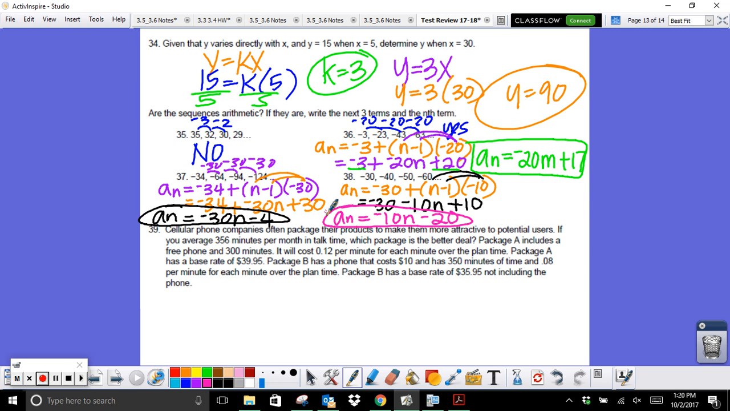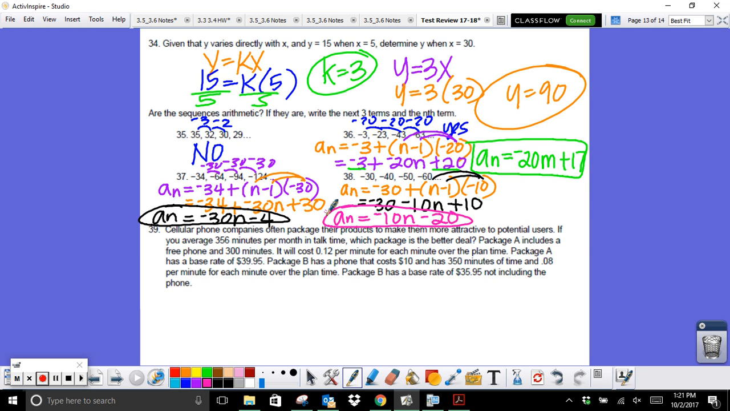Cellular phone companies often package their products to make them more attractive to potential users. You average 356 minutes per month in talk time. Which package is the better deal? Package A includes a free phone and 300 minutes. It'll cost 12 cents per minute for each minute over the plan time. Package A has a base rate of $39.95. Package B has a phone that costs $10 and has 350 minutes of time and is 8 cents per minute for each minute over the plan time. Package B has a base rate of $35.95, not including the phone.